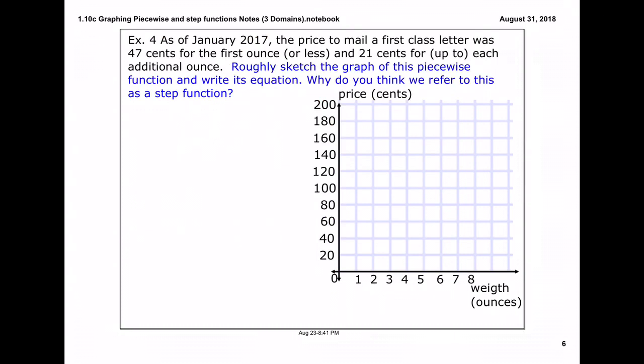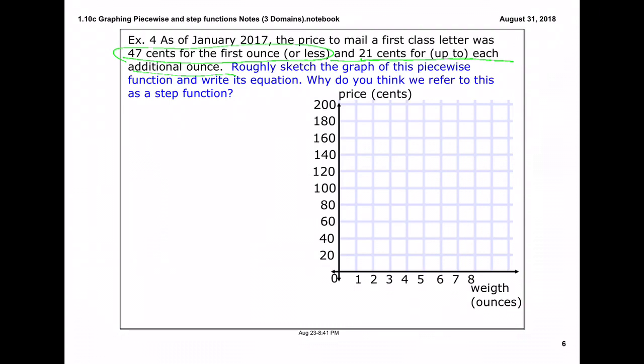Example number 4 says, as of January 2017, the price to mail a first-class letter was 47 cents for the first ounce or less, and 21 cents for up to each additional ounce. Roughly sketch the graph of this piecewise function and write its equation. Why do you think we refer to this as a step function?